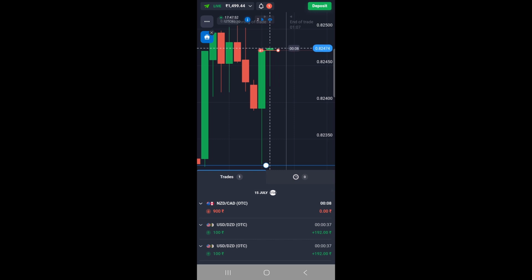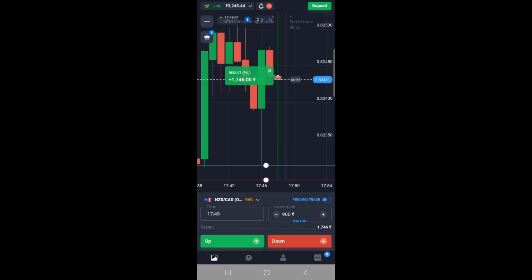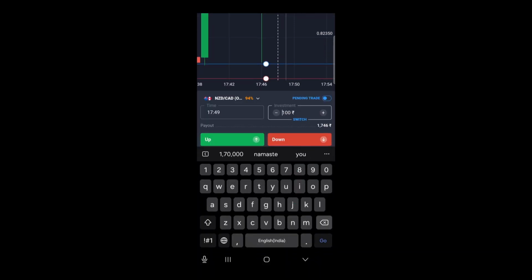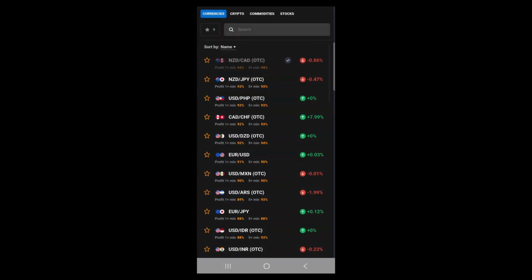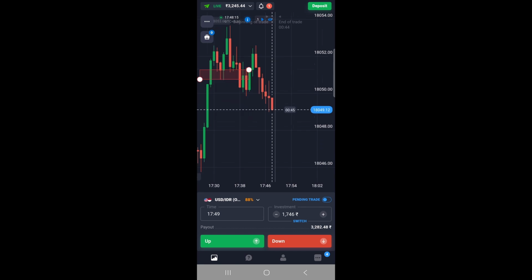So let's see. Done. Short, guys. Our trade is successfully win. So now I will do second step compounding in another currency pair. Yeah, I will place trade in this currency pair in USD IDR in downward direction.